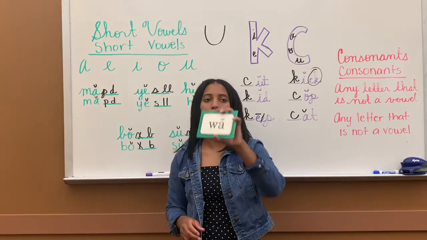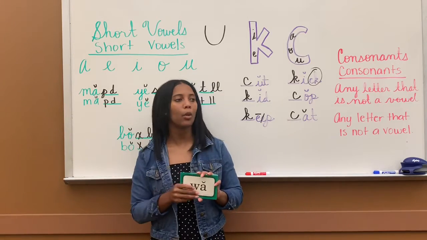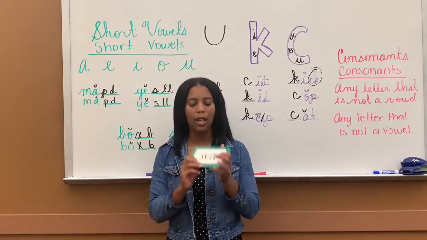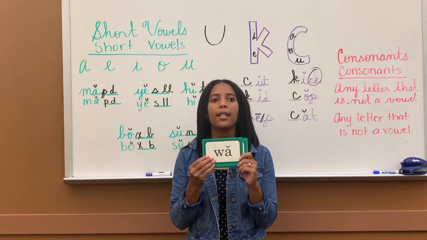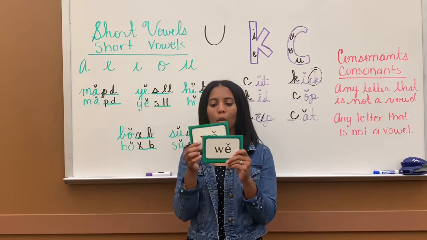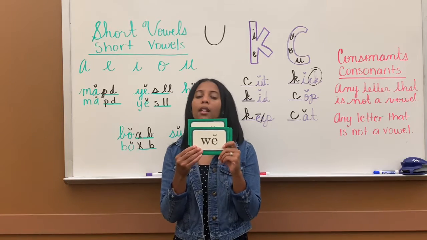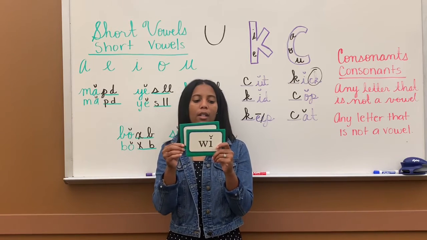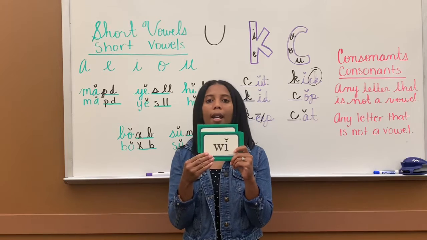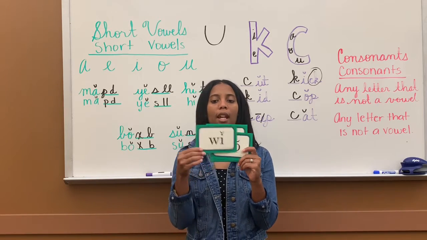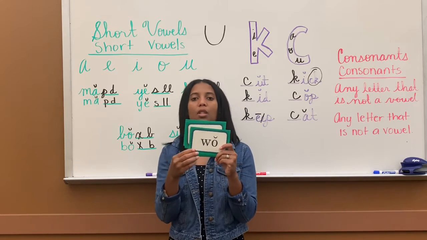Next blend, W. We have the consonant W. We're going to blend with our vowels. W says W. A says A. Put it together, WA. W says W. E says E. Put it together, WE. W says W. I says I. Put it together, WE.